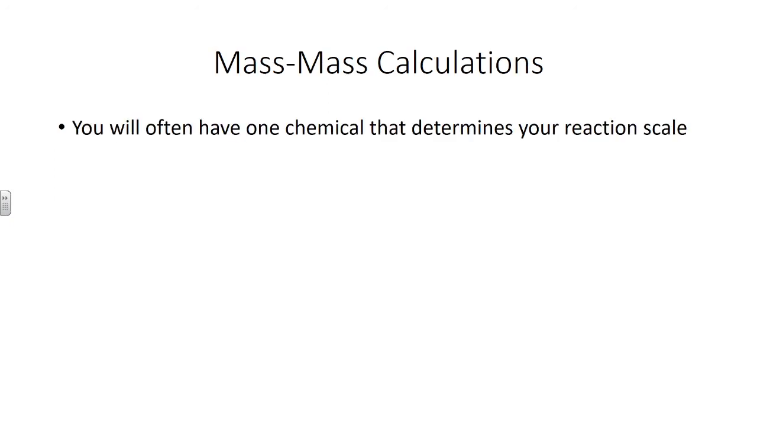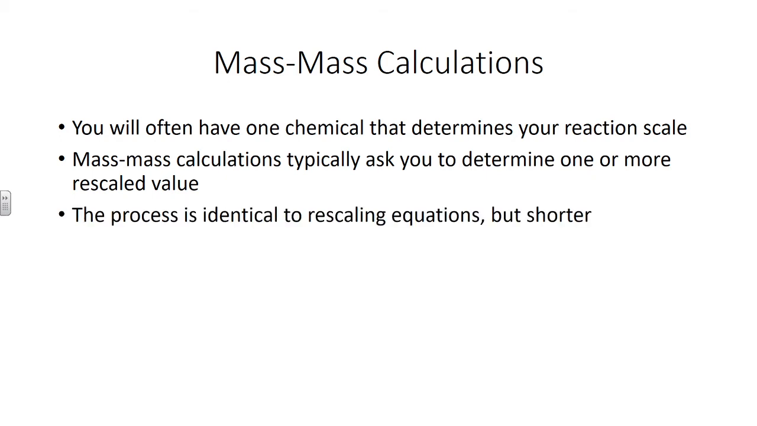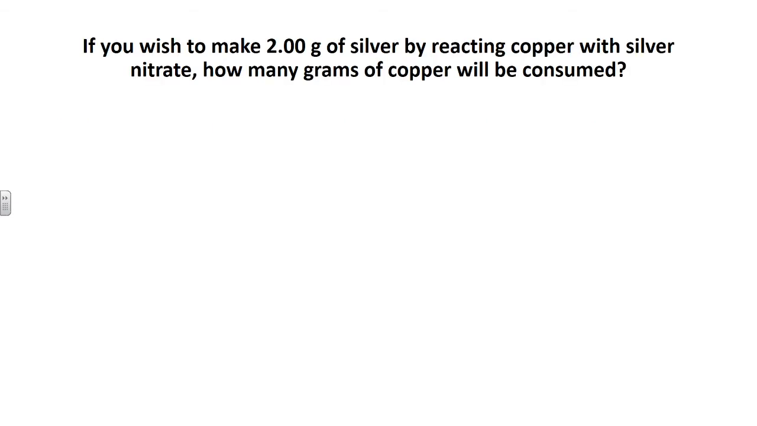So let's go ahead and actually look at a chemistry problem. But before we do, remember you will often have one chemical that determines the scale of your reaction. Mass calculations typically ask you to determine one and sometimes more rescaled values, but it's very common for them to only ask you about one. And it's just like rescaling equations, but shorter, because we only have to apply the scale factor to the chemical of interest, and we don't have to redo the whole equation, though some of you may want to, and we'll talk about that. So here we go.